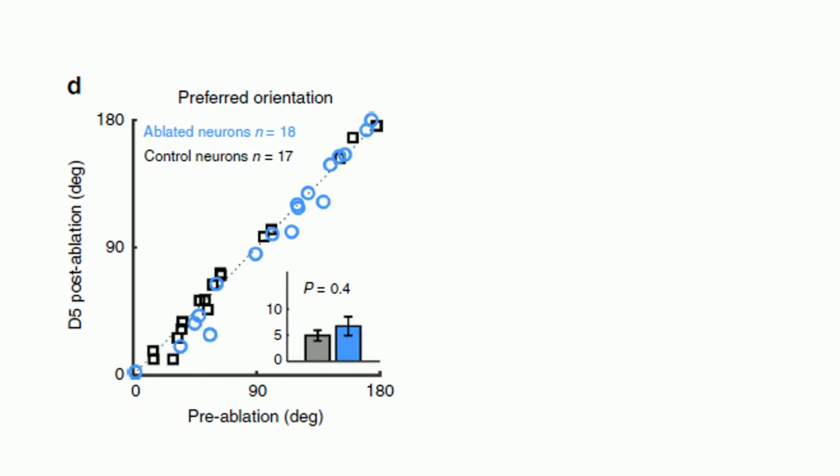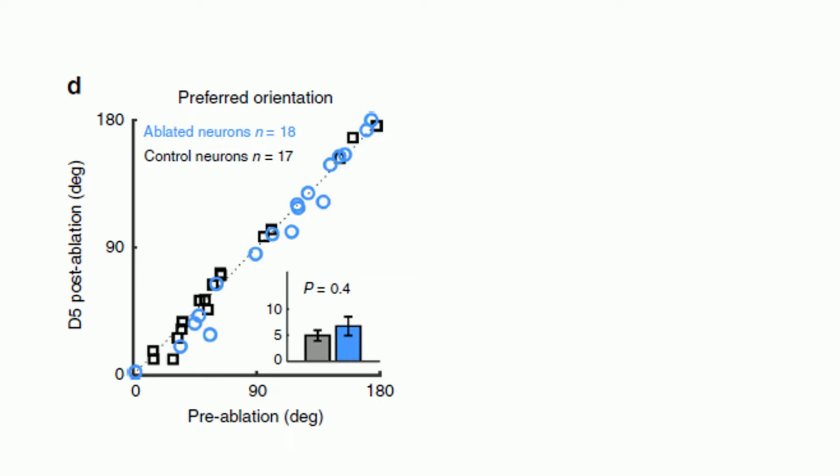The authors performed this apical dendrite ablation on a total of 18 neurons. Each of these experiments is shown as a blue circle on this plot, where the x-axis is the before-removal preferred orientation, and the y-axis is the preferred orientation 5 days after the apical dendrite was removed. You can see that they fall along the x equals y line, indicating almost no change.